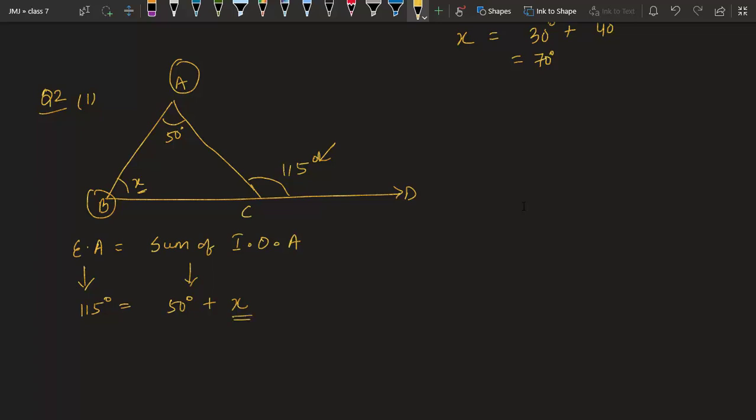We all know how to solve such kind of equations. We have to make x alone. So this 50 will go to the right side as minus, and the answer will be 115 minus 50, which is 65 degree. I hope you got this. Let me take one more part.